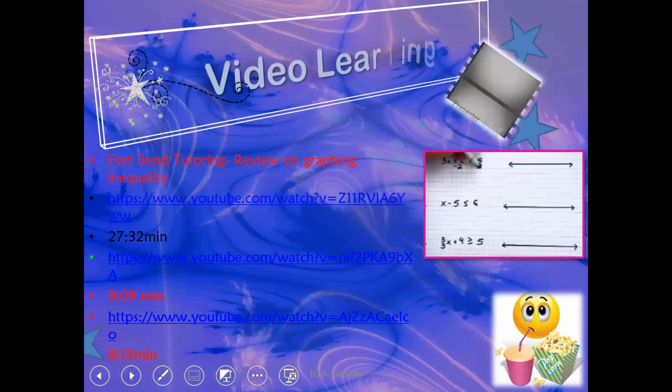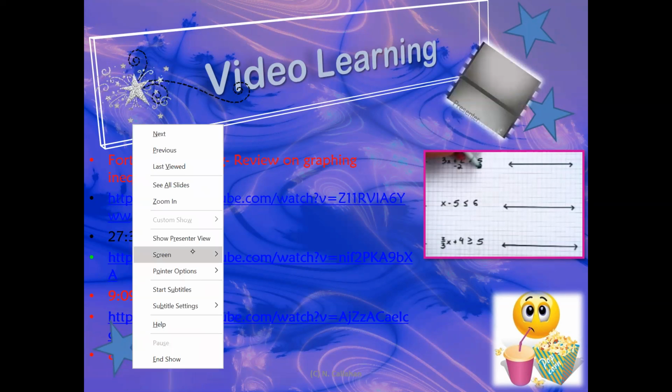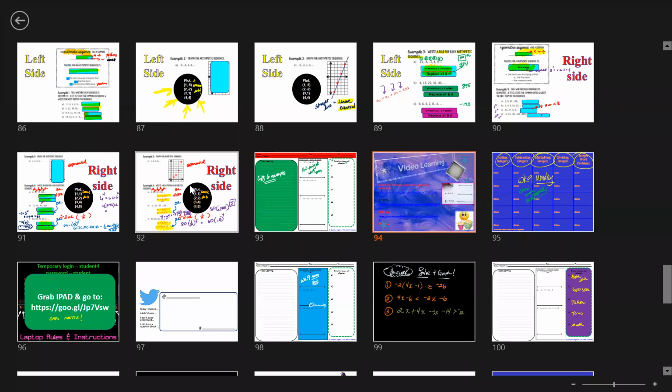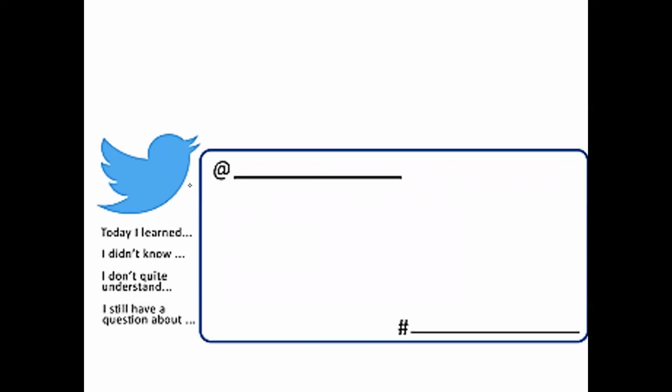All right, you guys. Well, that is basically it for arithmetic and geometric sequencing. It's not too bad, pretty simple for the most part. So now what I would like you guys to do is for your exit ticket. Today I learned blank. I didn't know blank. I don't quite understand blank. I still have a question about blank. Hashtag make up something.